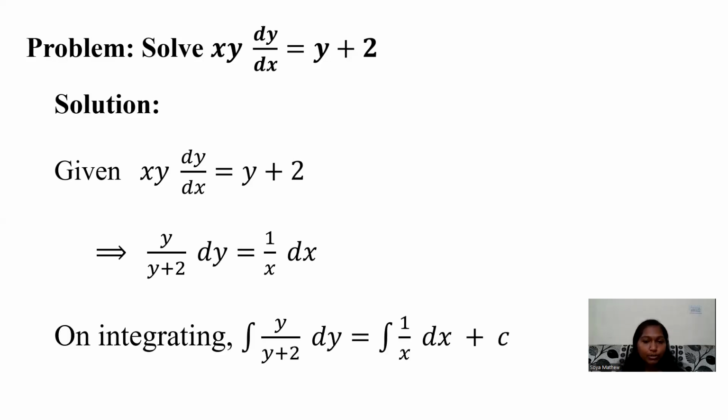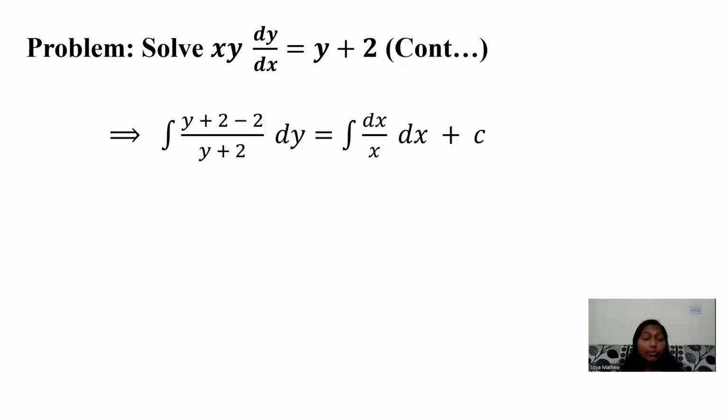Just do the integration to get the solution. So integral of y by y plus 2 into dy equal to integral 1 by x dx plus c. But you see the LHS is an improper fraction. So before moving into integration, we have to make that fractional term into a proper fraction. So how can we do that? You can see the denominator is y plus 2. I'm making a rearrangement on the numerator. I'm just adding and subtracting 2 so that it can be written as y plus 2 minus 2 by y plus 2 in the integration on the LHS.